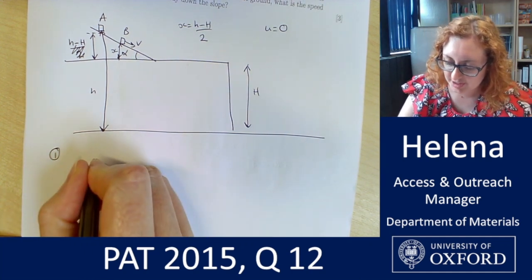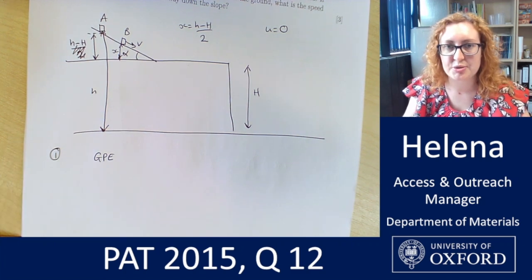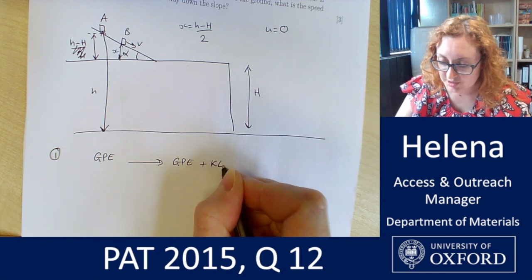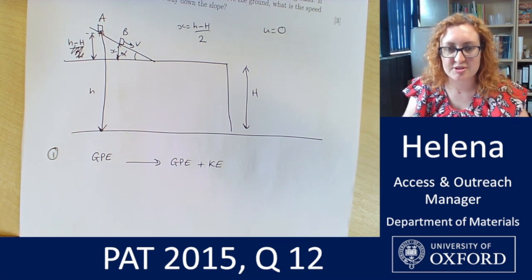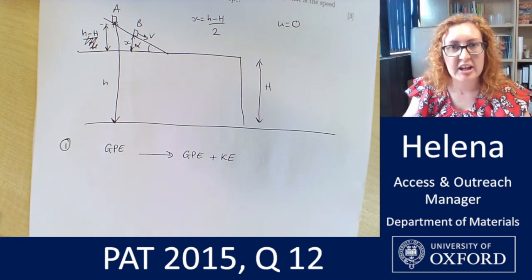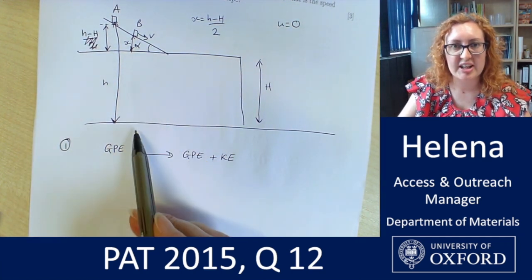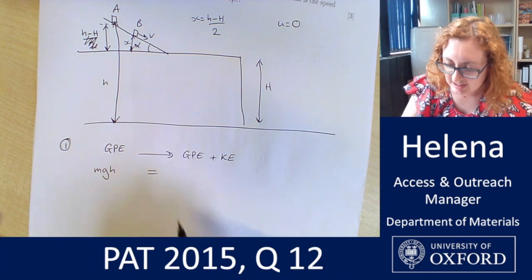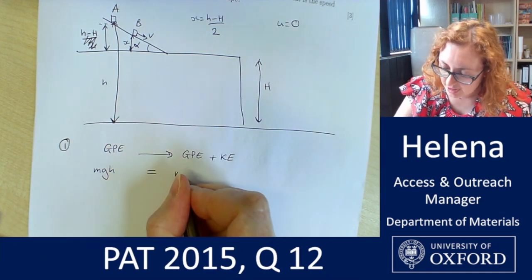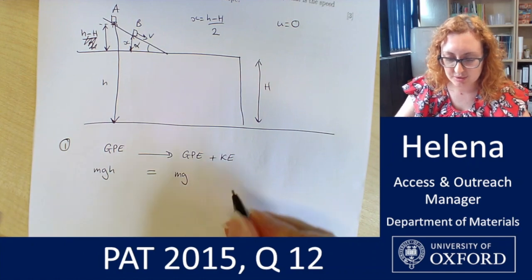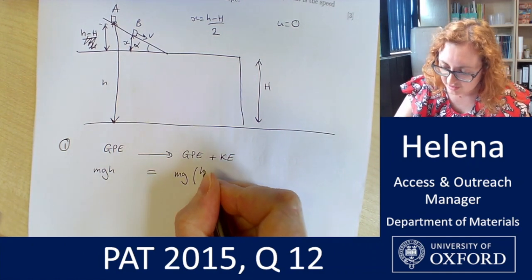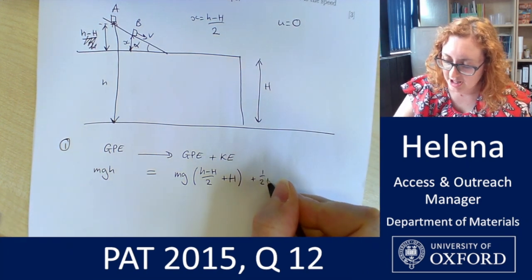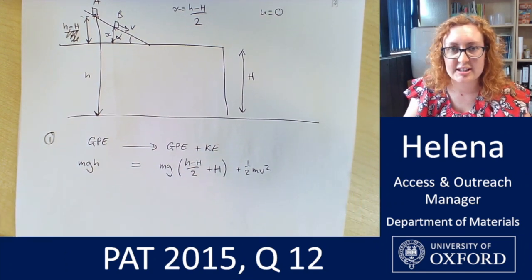Okay, so let's think about that. So like I say, we're starting off with some gravitational potential energy, and that's being converted into still some gravitational potential energy, but now we've got some velocity, so we've got some kinetic energy here. So if we use distances, heights above the actual ground here, our initial gravitational potential energy is mgh, and that is equal to mg, now we're halfway down the slope, which is a distance of h minus h over 2 plus capital H, plus our half mv squared for our kinetic energy here.